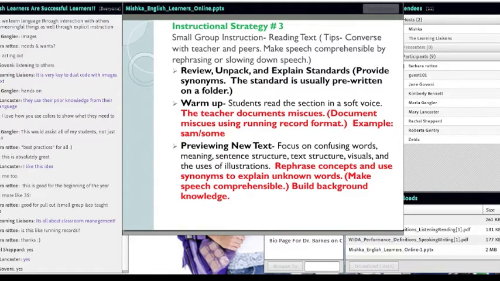I would have a folder with everything in it. And I would begin by passing out these books, and I would allow the students to read it while I take a running record. I will rephrase concepts and use synonyms to explain and build my background knowledge.